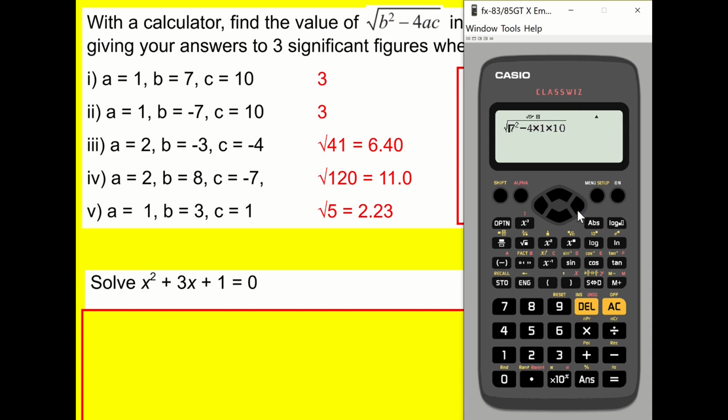Now, I wonder if for the second one you did this and got an error, because it's not actually this. You have to put a bracket around it. If you do minus 7 squared, you square the 7 and then you make it negative. But actually you want to do minus 7 all squared, so you need a bracket around it. So just be careful when you've got a negative for your b. And then we get the answer of 3 again. It's exactly the same.